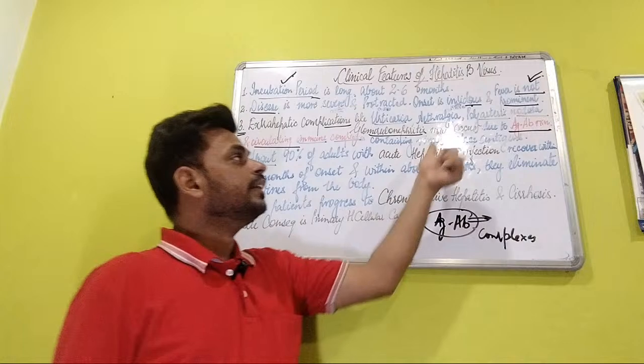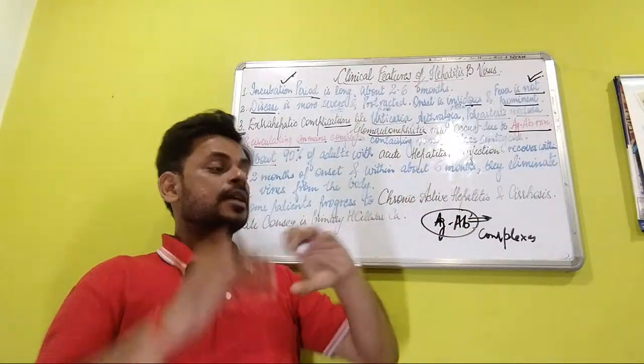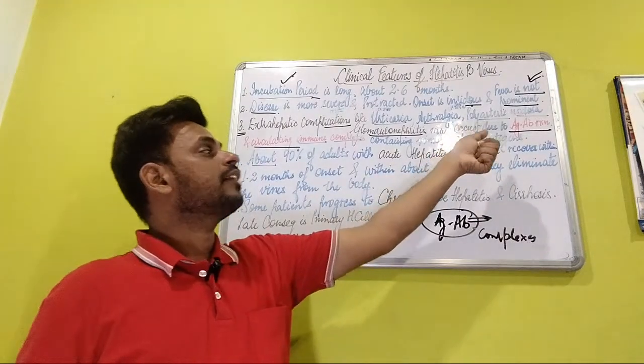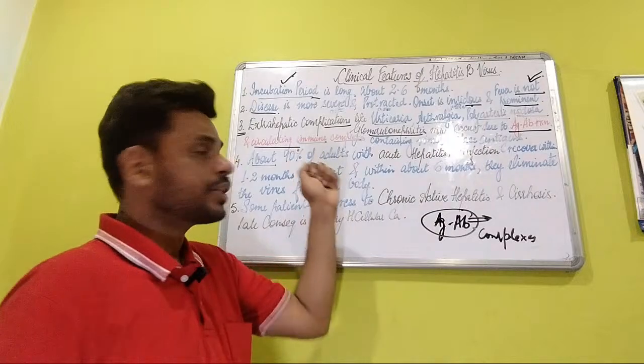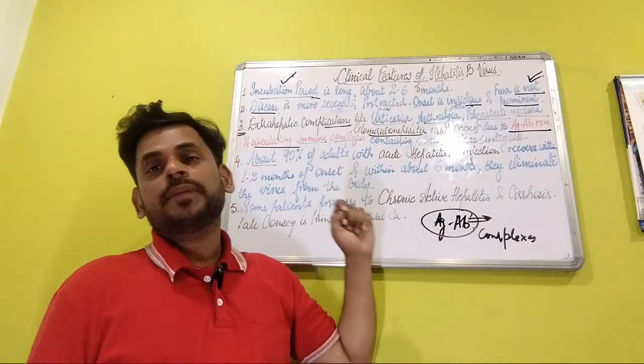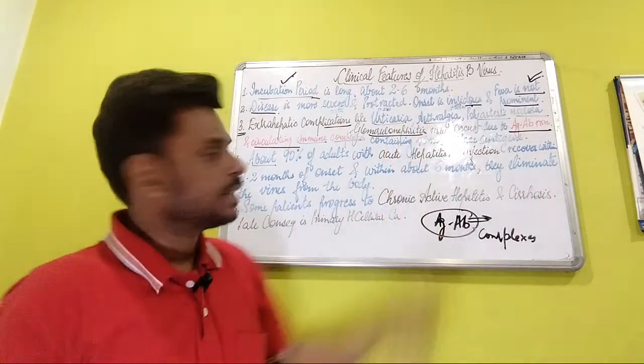So circulating immune complexes are there containing the viral surface antigen. The hepatitis B virus has the surface antigen, so these immune complexes are formed due to the antigen-antibody reaction, and these circulating immune complexes are ultimately going to cause the glomerulonephritis that is affecting the kidney.